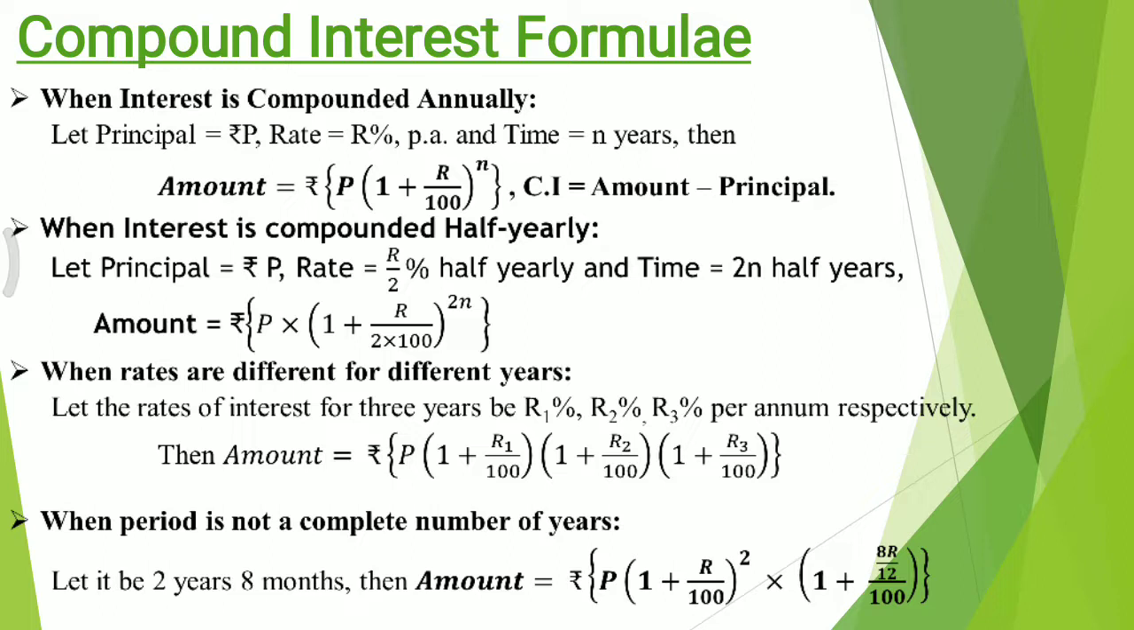When interest is compounded annually, amount is equal to P into 1 plus R by 100 whole power n, and then compound interest is equal to amount minus principal. Next, we can see how to calculate for half-yearly. When interest is compounded half-yearly, amount is equal to P into 1 plus R by 2 into 100 whole power 2n. That is, the principal is as it is, the rate comes to half of the yearly rate, and the time comes to double of it.